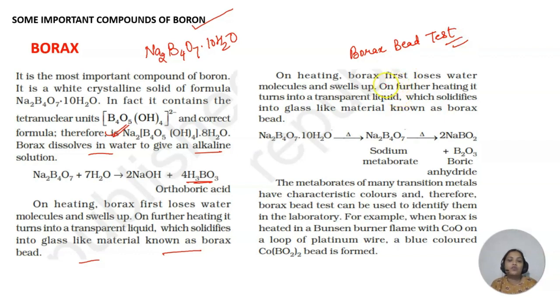For the analysis of transition metals, we get different colored beads with this borax. That's why it is easy for us to find out which ion it is. Like, when borax is heated in a Bunsen burner with cobalt oxide, a blue colored bead will be formed. That will tell us that the compound has cobalt ion in it, right?